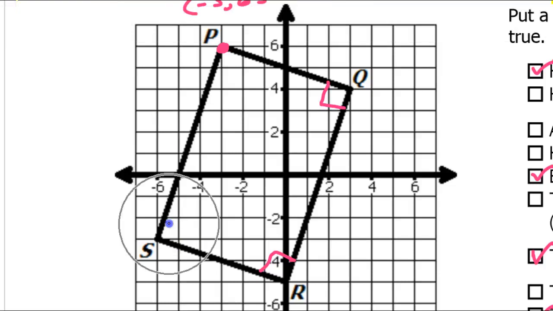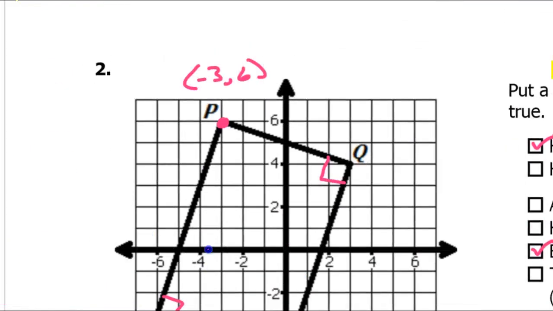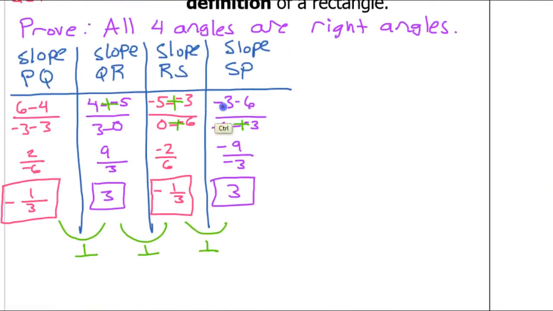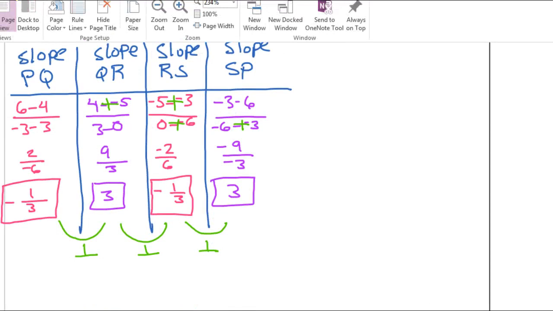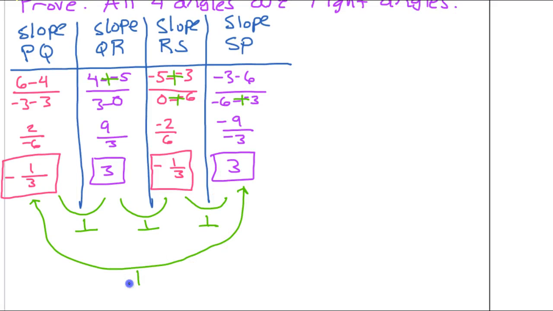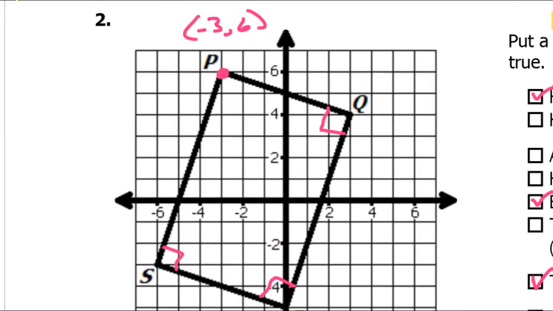That means this is a 90-degree angle because they're perpendicular. And finally, this last angle is made up of SP and PQ. Okay, and I guess to look at those, I'm looking at these, which are actually consecutive. So SP and PQ, these are opposite and reciprocal as well. That means these are perpendicular, which means that this is also a 90-degree angle.